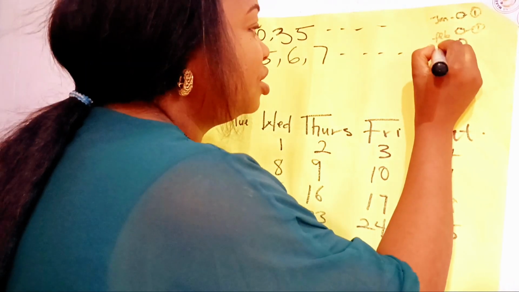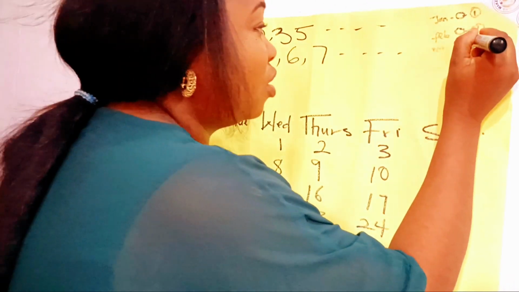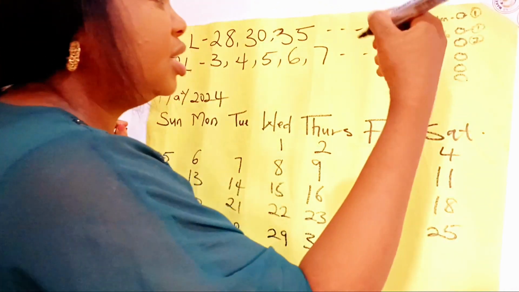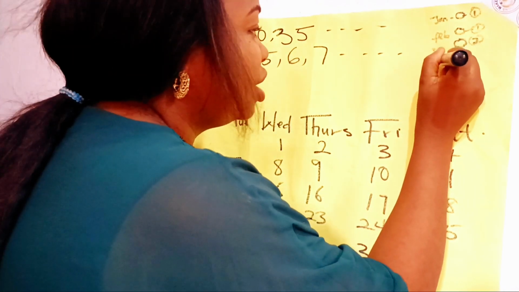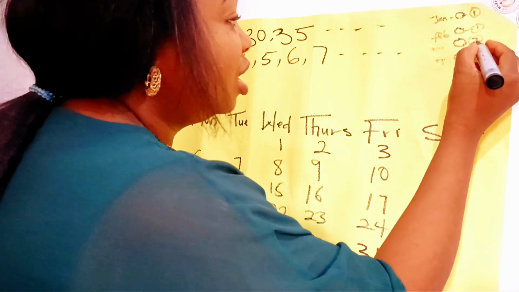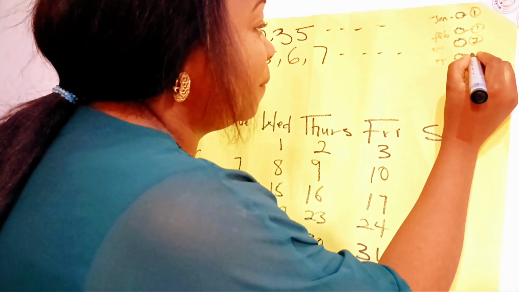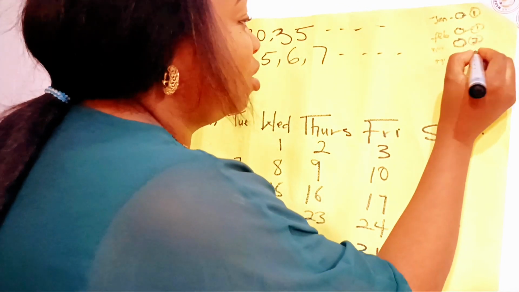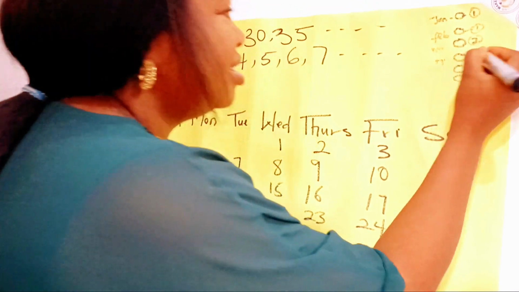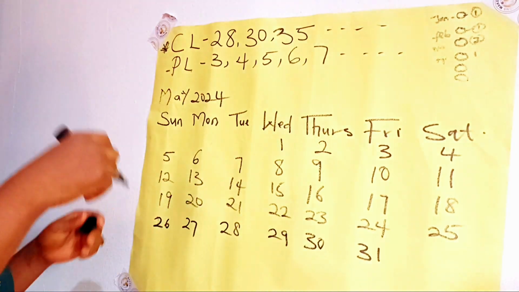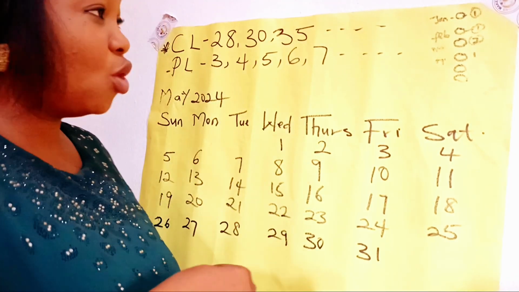Then in March, you saw your period on the 2nd of March. In April, you saw it, let's say, on the 1st of April. Just anytime you see it, just circle it. This is what you will do.